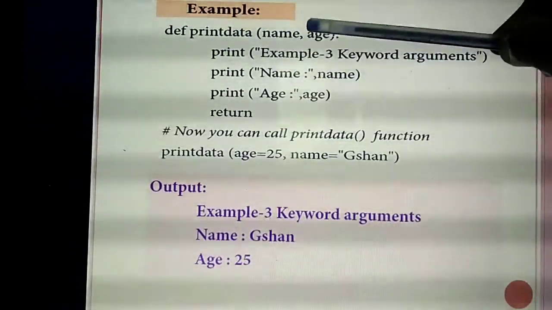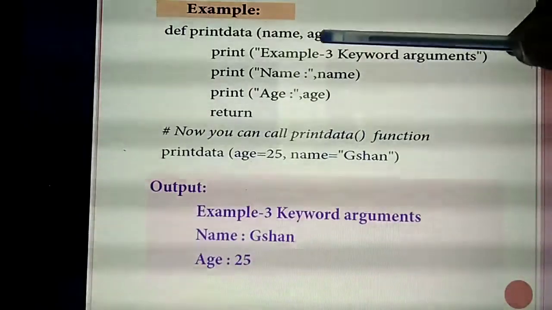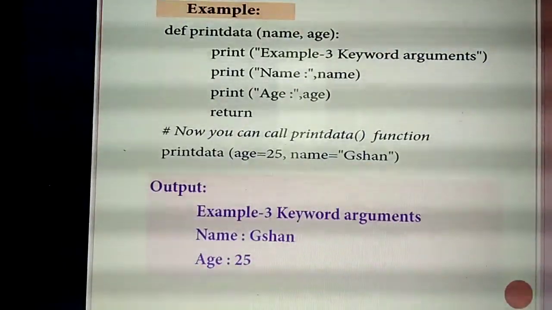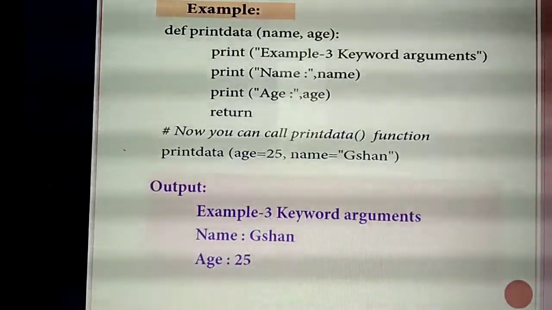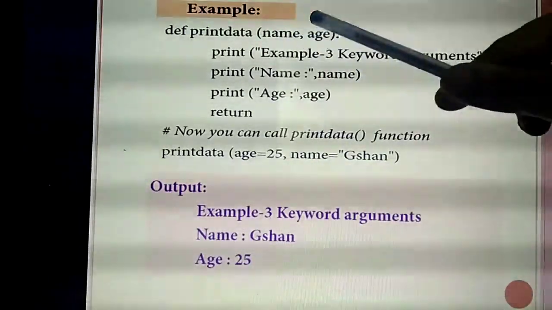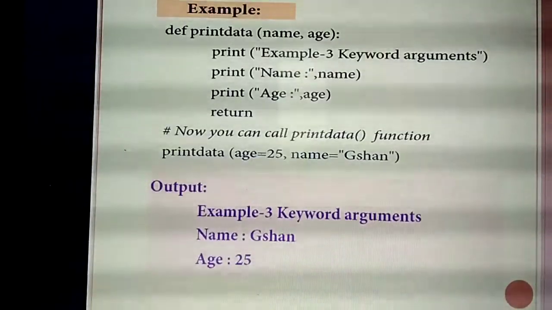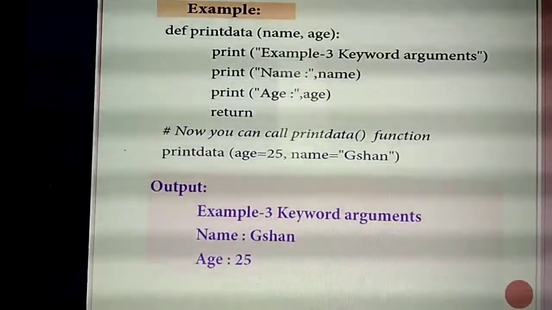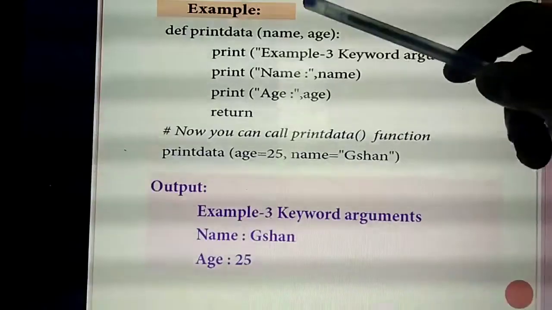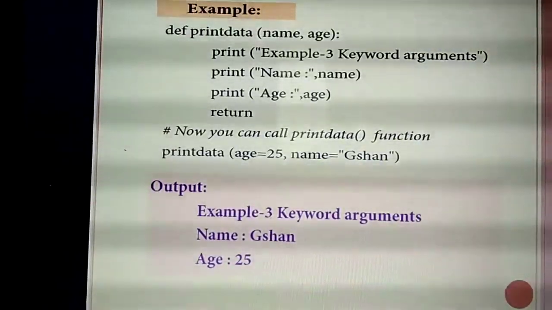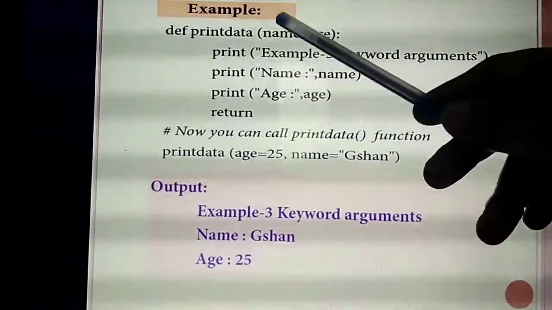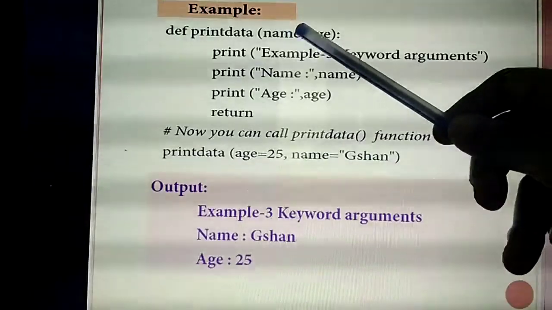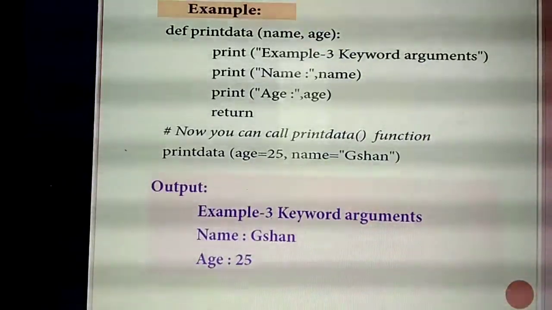So how many arguments are you passing? 2. What are they? name, comma, age. In the last example you studied passing only one argument, isn't it? The argument was name. But here you can pass multiple arguments based on your wish. 2 or 3 or 4 or 5 arguments you can pass. But in this example program, how many arguments are you passing? 2. What are they? name and age.